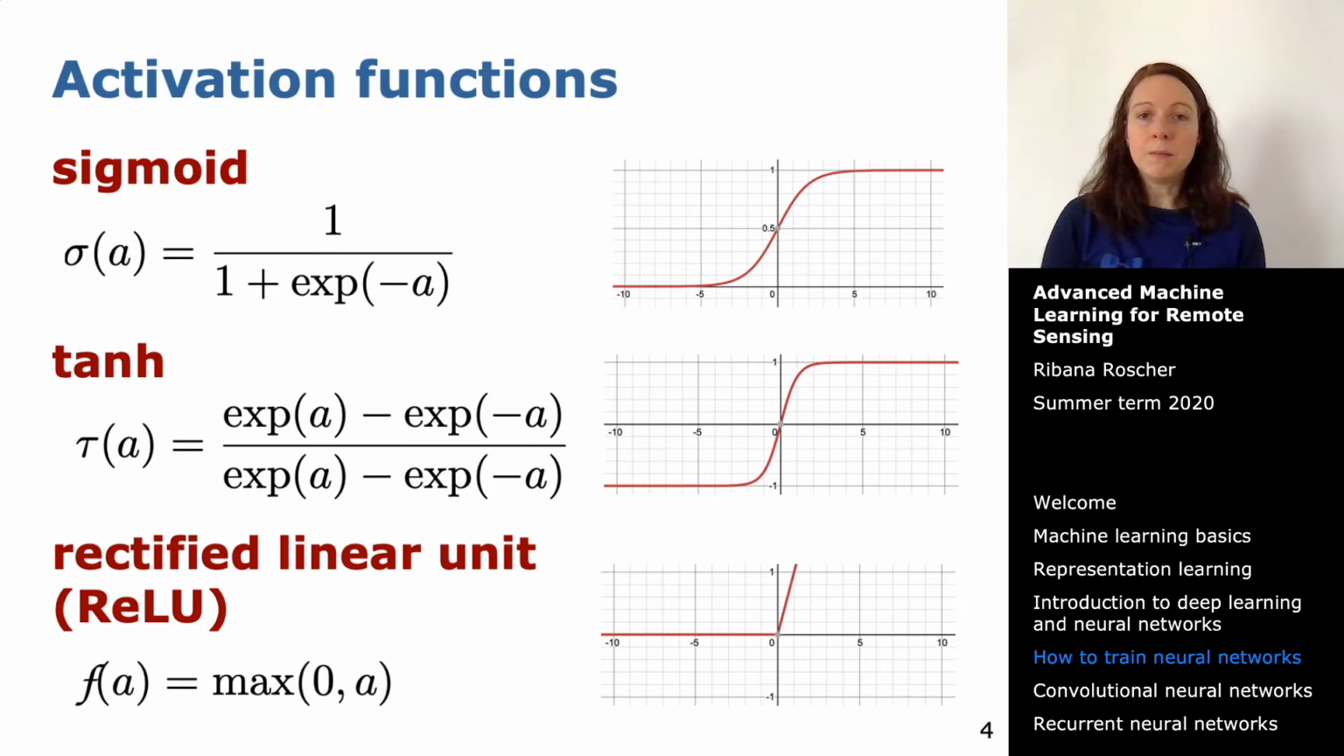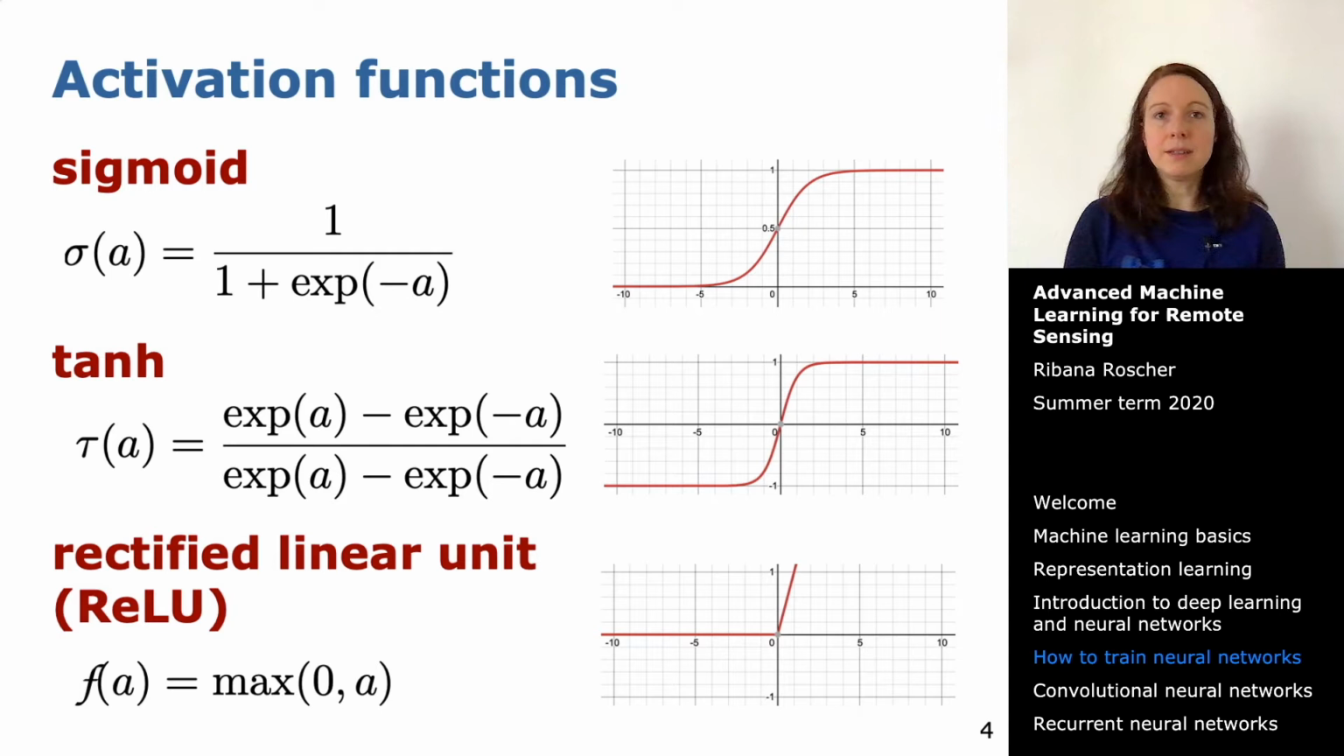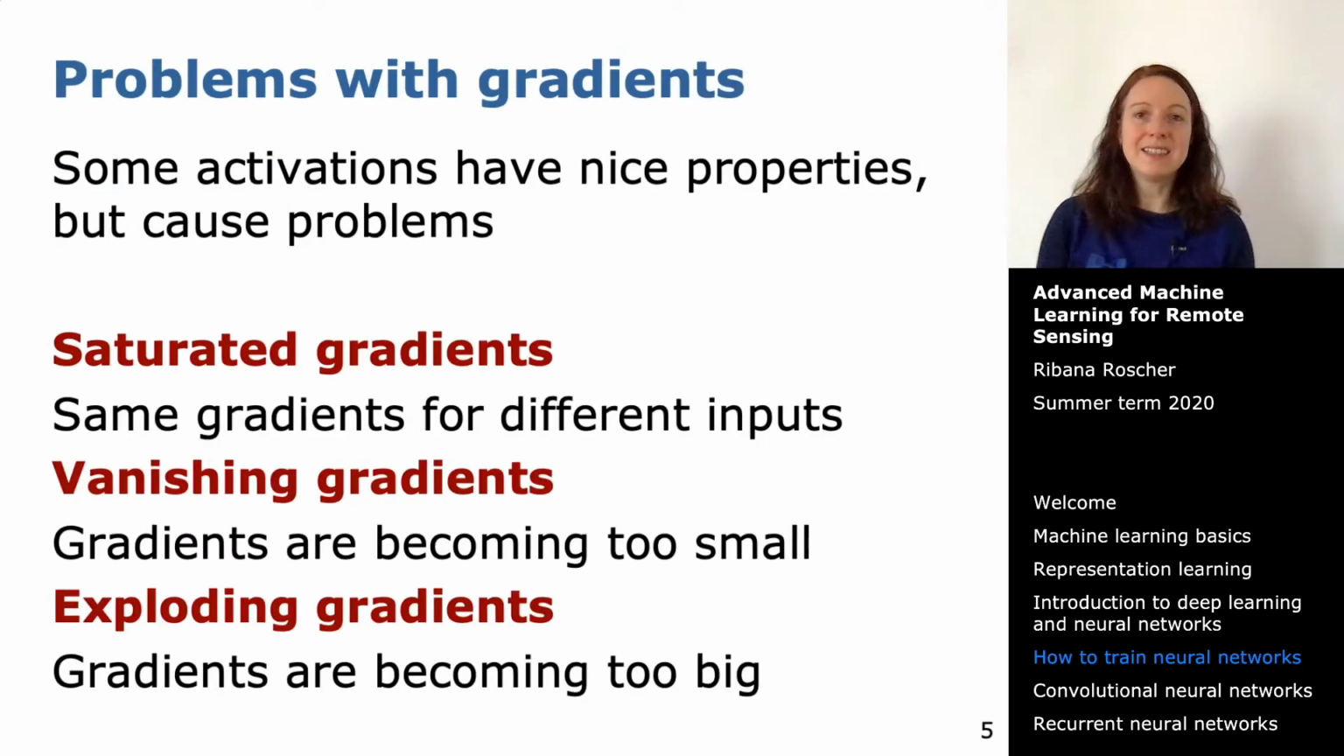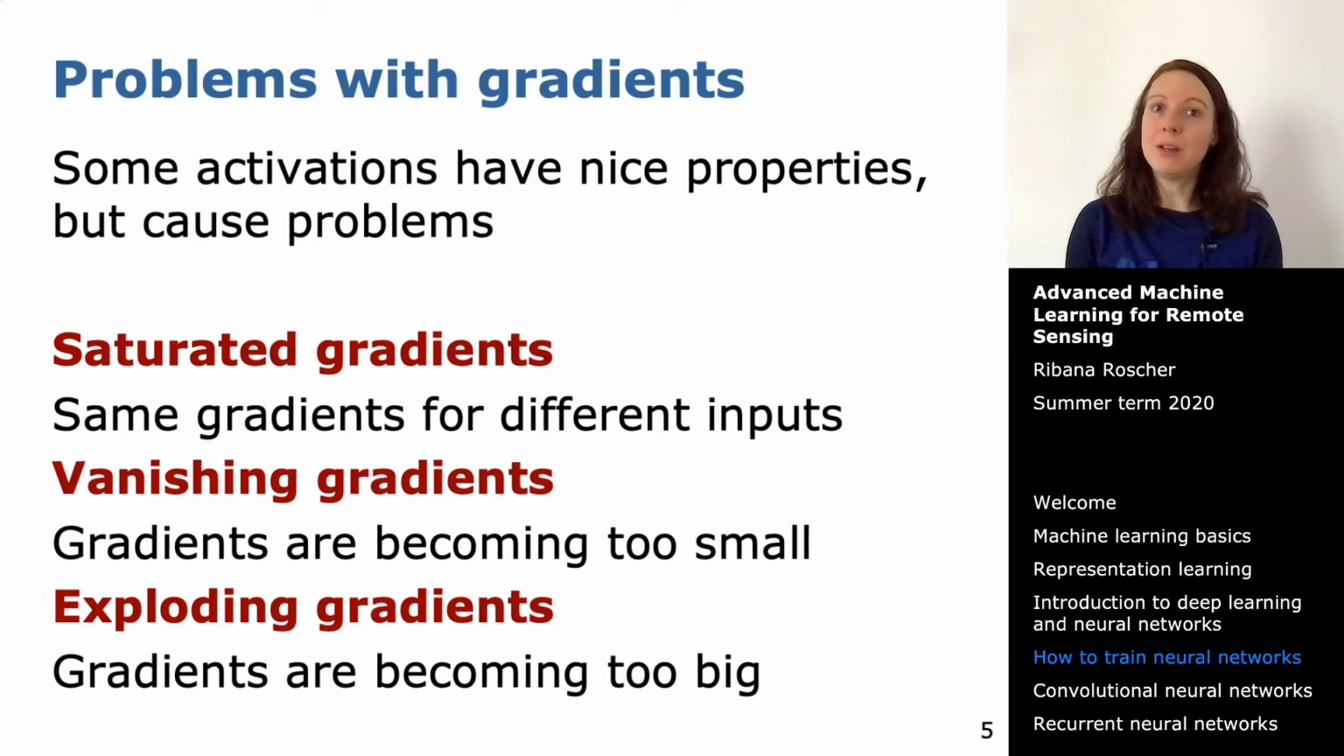ReLU is a little bit different. It does not squash your input, but it restricts the input in a way that it cuts off all the negative values. And as I already said, some of these activation functions have really nice properties, but they can cause problems. Common problems are saturated gradients, vanishing, and exploding gradients. What does it mean exactly?